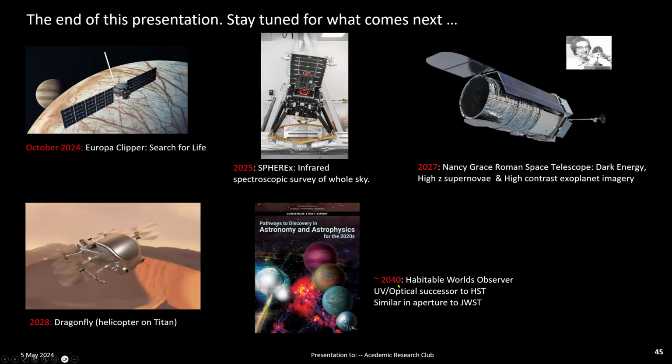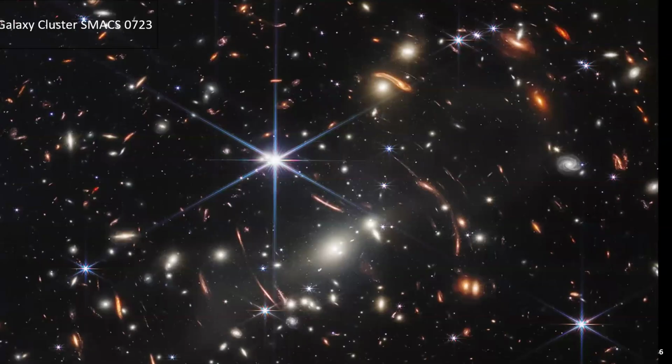And then in 2040, the Habitable Worlds Observatory will hopefully be launched. That is the true UV optical successor to the Hubble Space Telescope. The Habitable Worlds Observatory will be about the same size as JWST, but it'll operate in the UV optical spectrum. All right, so that's what I have to tell you today. I'll be happy to answer questions.